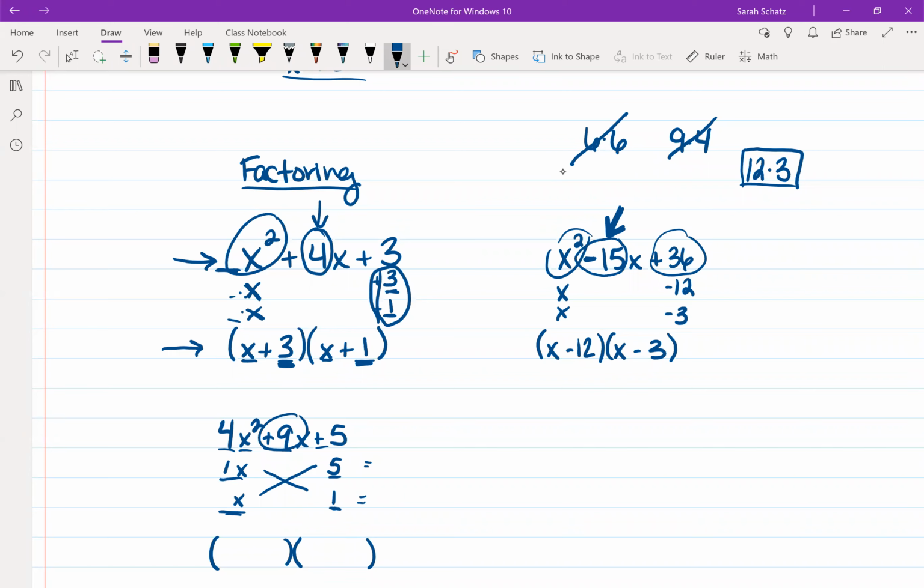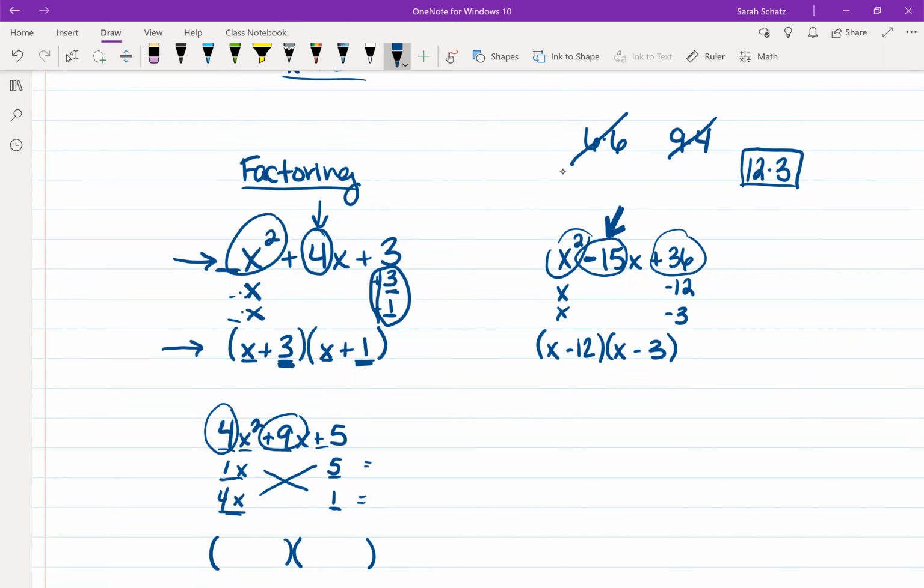So let me do 1 and 4. It's my only other choice. Notice I wrote it as 1 and 4 and not 4 and 1. I did that for a reason. Because like I mentioned, I think before, when you do have a coefficient on x squared, order matters. And I'm going to show you why it matters so much. So I chose 1 and 4.